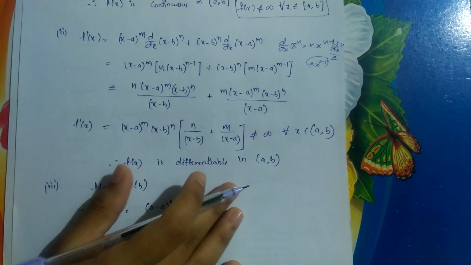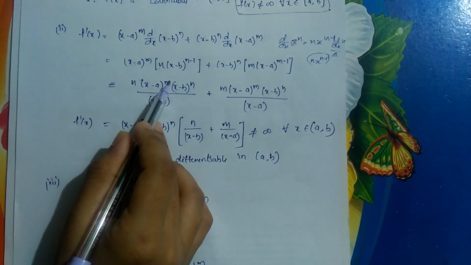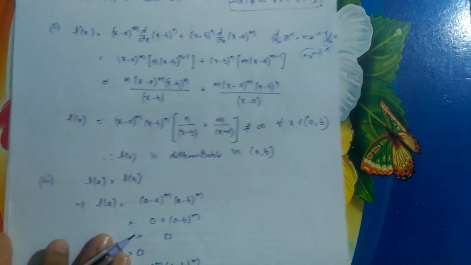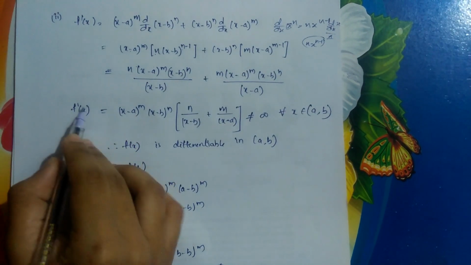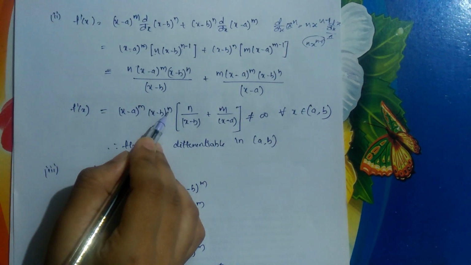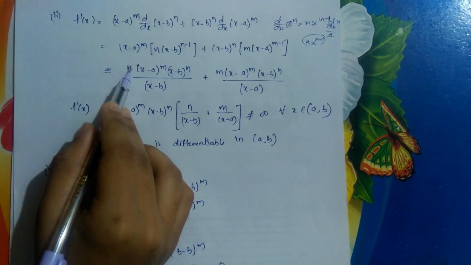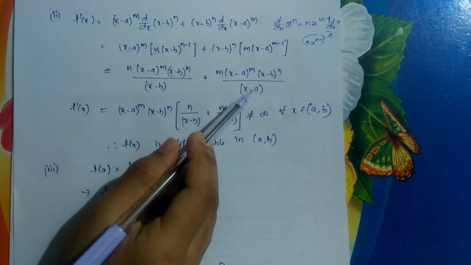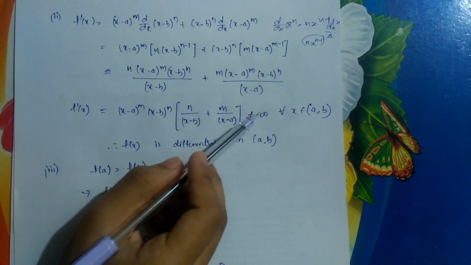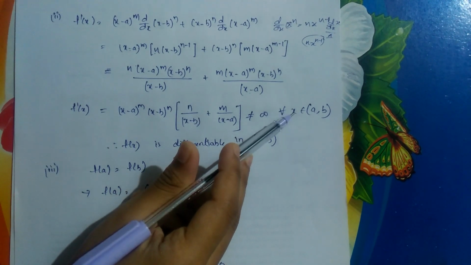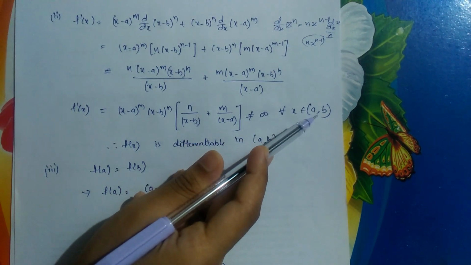So from these both the terms we are taking (x minus a) whole power m and (x minus b) whole power n as common. So when we take it as common, we get f dash of x is equal to (x minus a) whole power m into (x minus b) whole power n, and here the leftover is n by (x minus b) plus m by (x minus a), and this value is not going to be infinite for all the values of x which belong to the open interval a comma b.